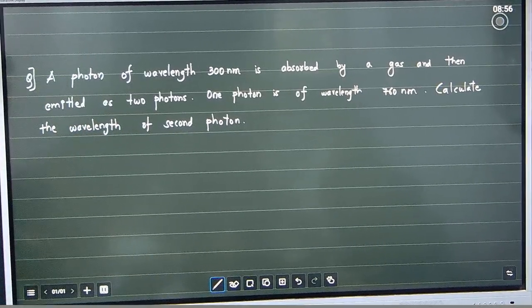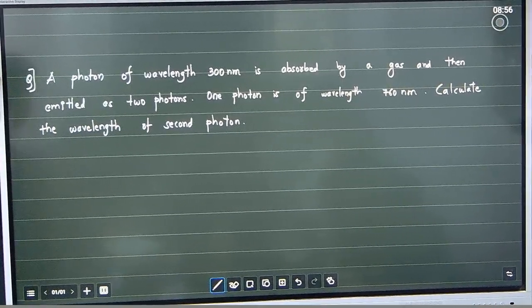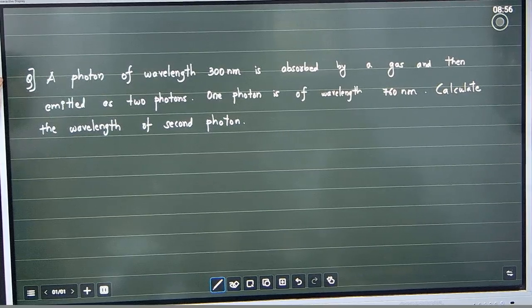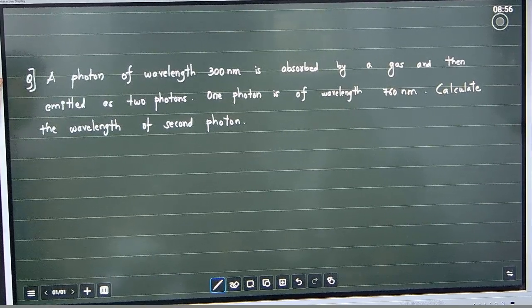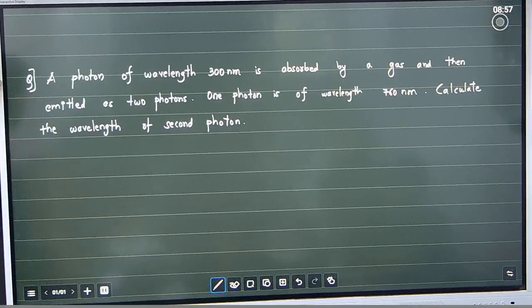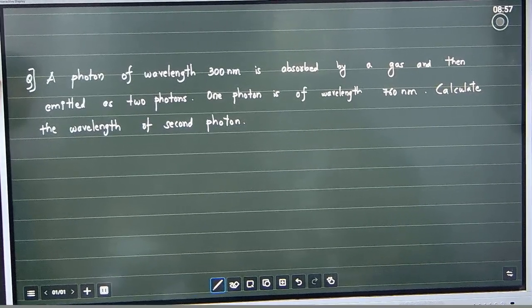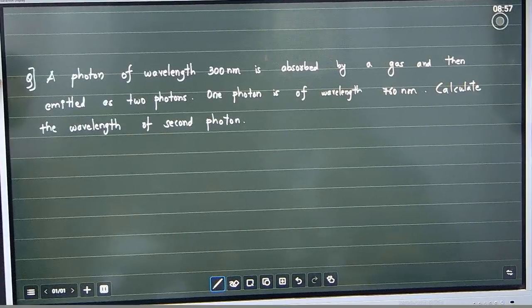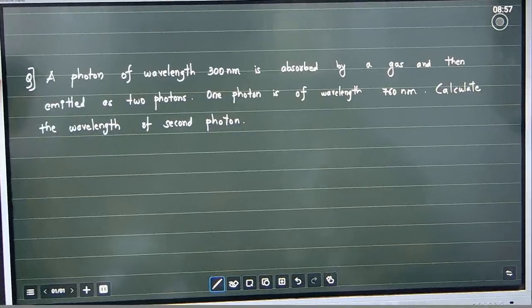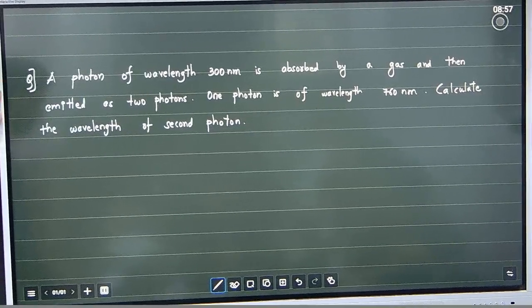The question says a photon of wavelength 300 nanometers is absorbed by a gas and then emitted as 2 photons. One photon is of wavelength 760 nanometers. Then calculate the wavelength of the second photon. Okay?